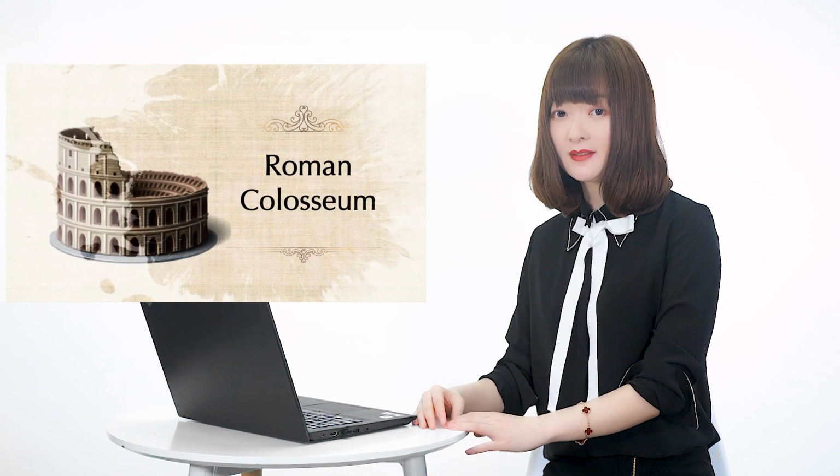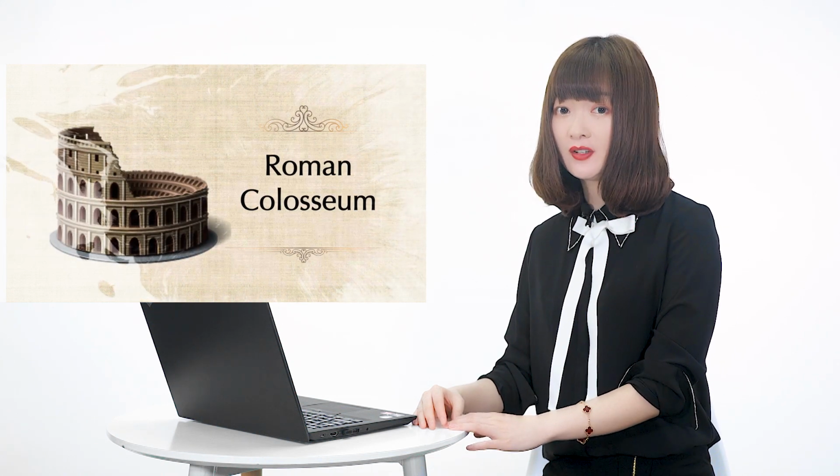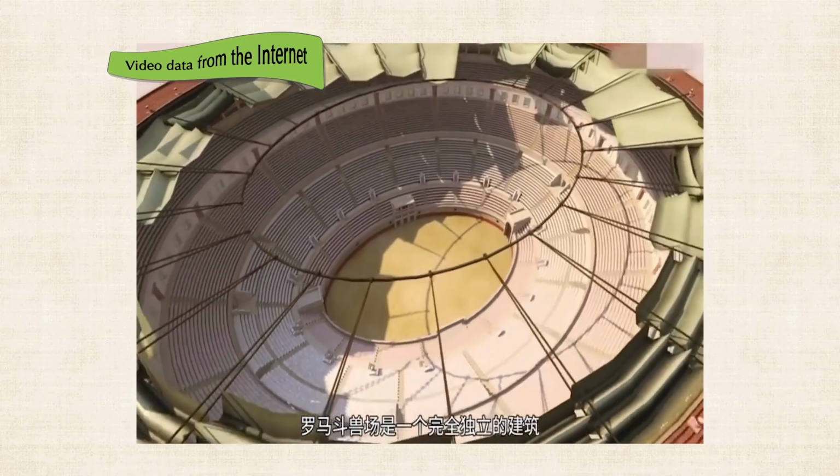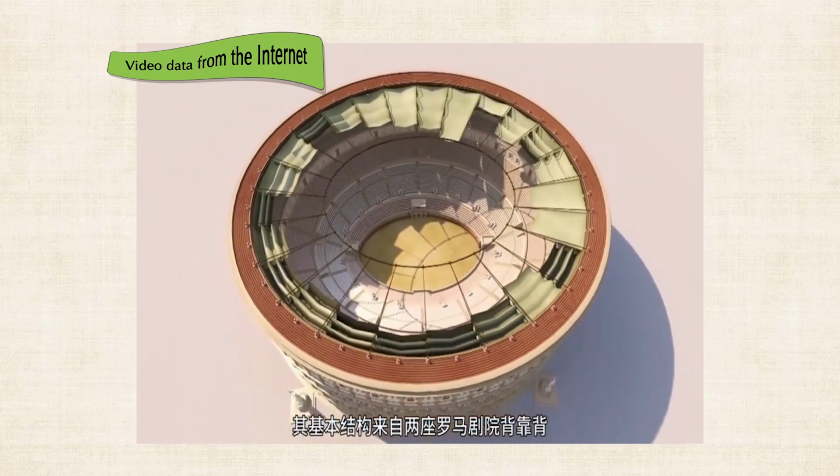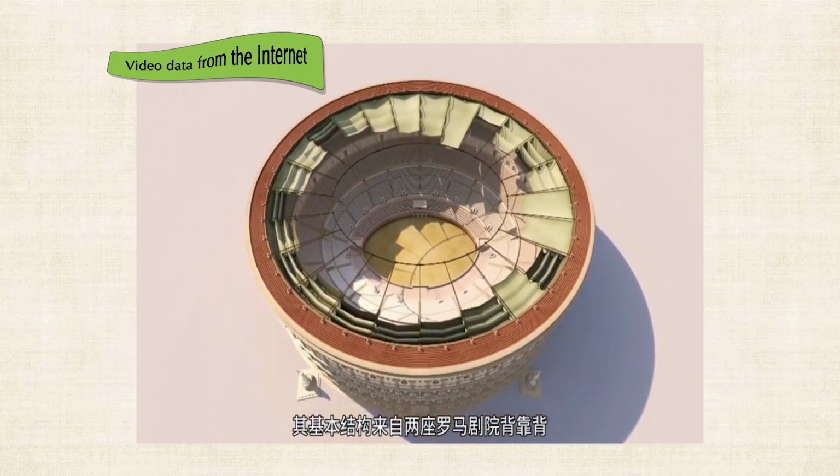The Roman Colosseum was considered one of the greatest works of ancient Roman architecture and Roman engineering. It was used for gladiator fights, chariot races, public executions, and other events. The Colosseum is an entirely freestanding structure, deriving its basic structure from two Roman theaters standing back to back.